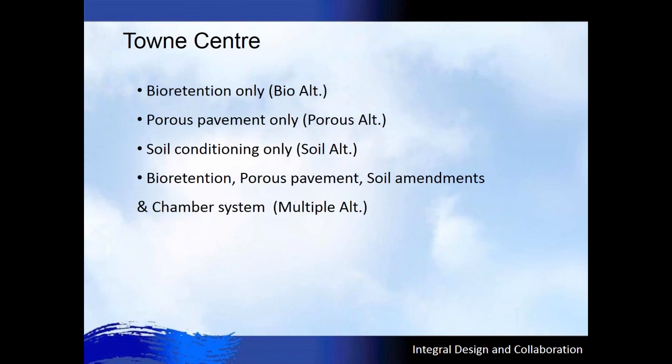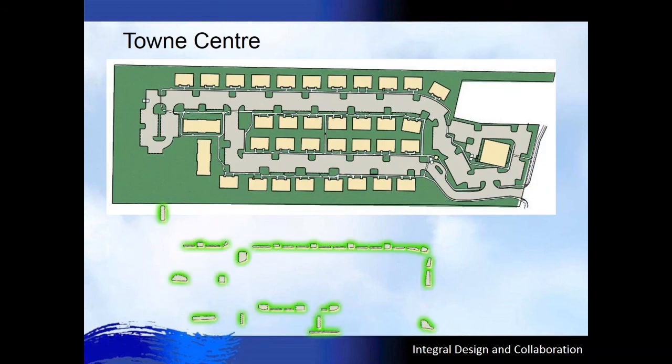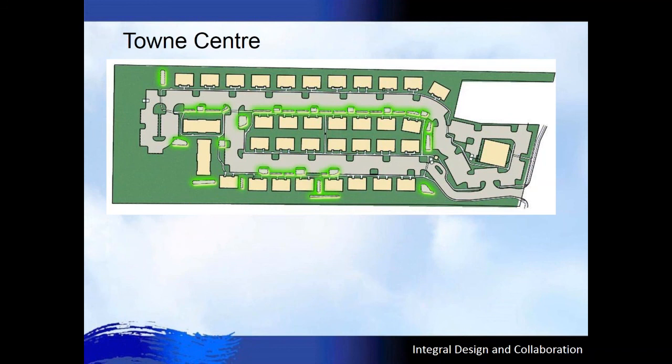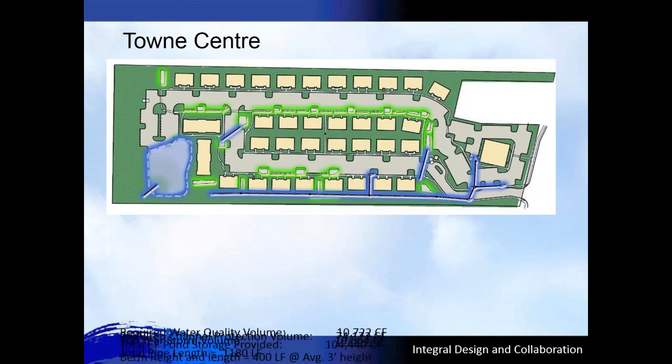So I analyzed the bioretention as a hybrid with the storm system, and then the same thing with pervious pavement, soil conditioning, and then as a last one, several different options with the bioretention, porous pavement, soil amendments, and the chamber system all together. So this first one is the bioretention. That's all the locations that we could cram bioretention into. And then you have a reduced storm system down to a reduced size basin.